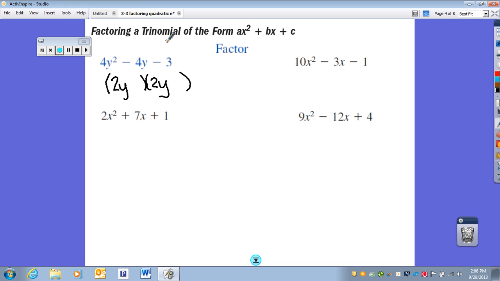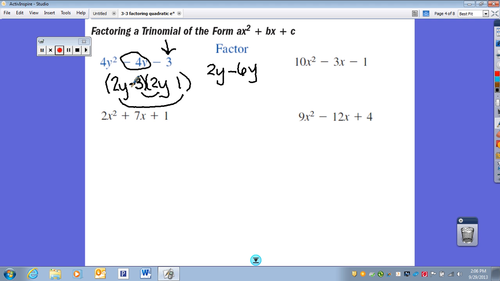Then I say, what can I multiply together that gives me a negative 3? So that would be 3 and 1. And then I would need to decide what signs would need to go and if this is going to work. I can again do that by saying I'm going to multiply the outside and the inside terms together. So I'd have 2y and I'd have a 6y. Could I use those two in any combination to get negative 4y? If I make the 6y negative and I take 2y minus 6y, that will give me a negative 4y.